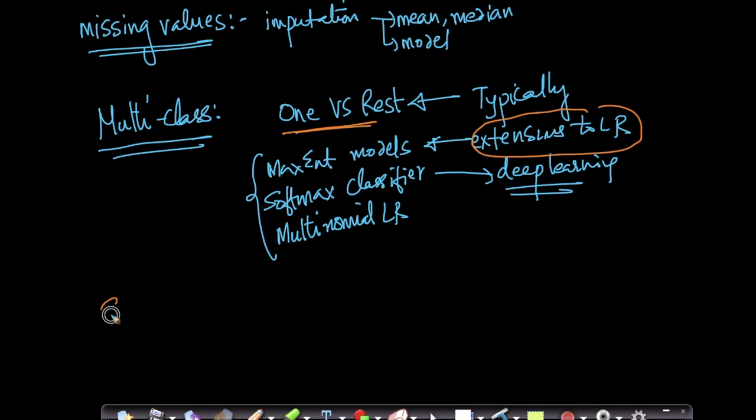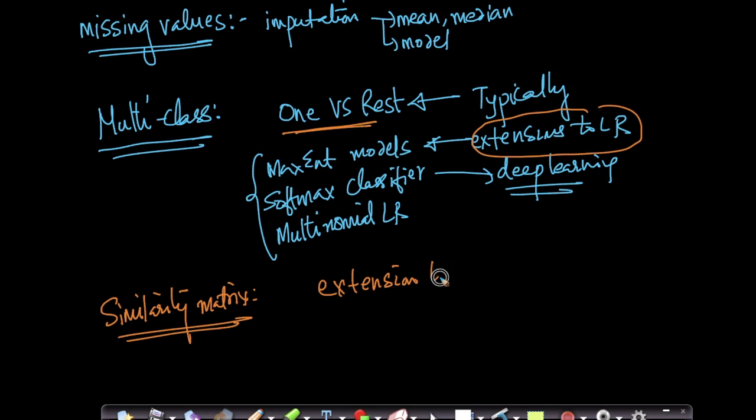The next question is, what if I'm given a similarity matrix? Instead of giving each of my points individually, what if I'm given a similarity matrix, or a distance matrix? Does logistic regression work? There is actually an extension to logistic regression called kernel logistic regression that will take similarity matrices into account. Regular logistic regression cannot take a similarity matrix into consideration. But there is a modification to logistic regression called kernel logistic regression.